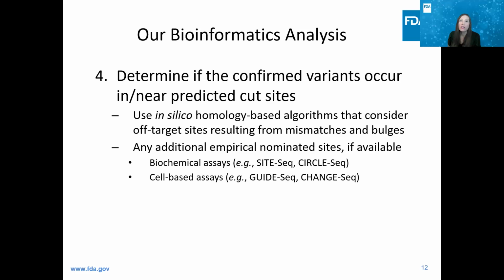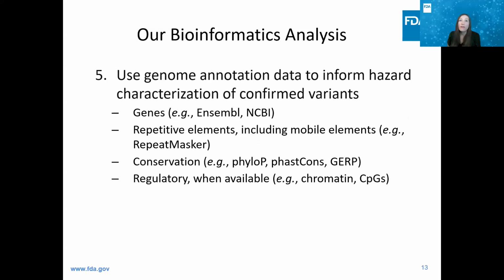The final step of our analysis is to use available genome annotation data to inform hazard characterization of confirmed variants. We consider databases of genes such as Ensembl and NCBI, repetitive elements, including mobile elements, using RepeatMasker, conservation across species such as phyloP, phastCons, and GERP, and regulatory elements when available, such as chromatin and CpGs.